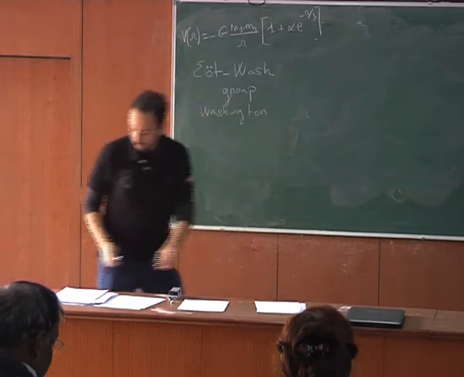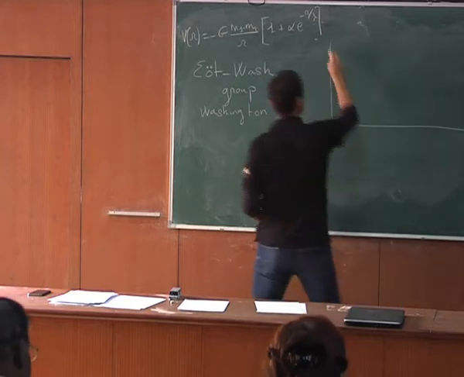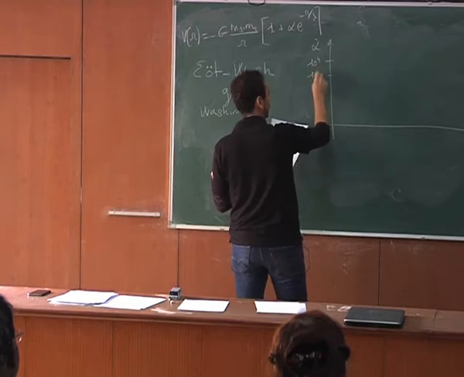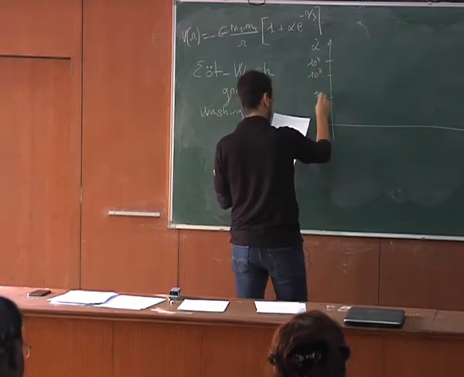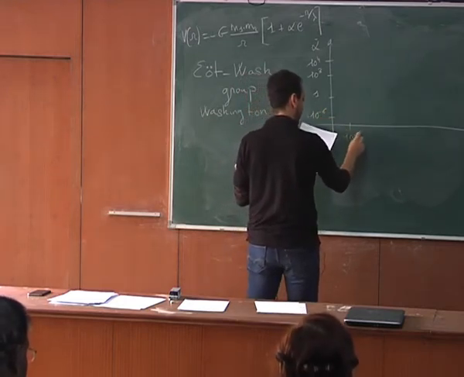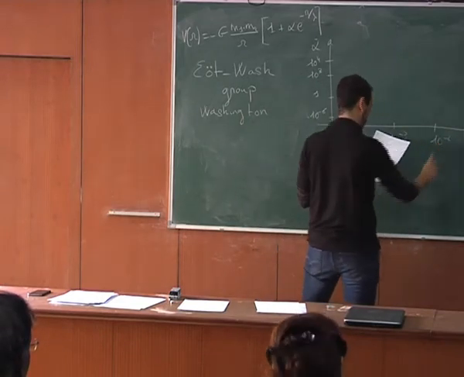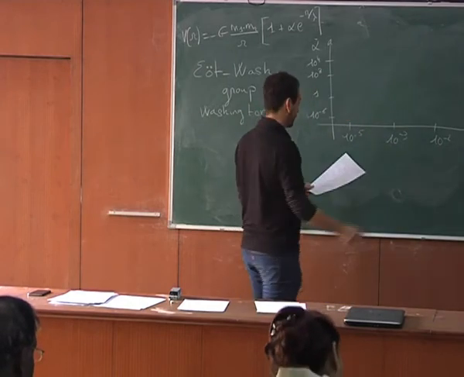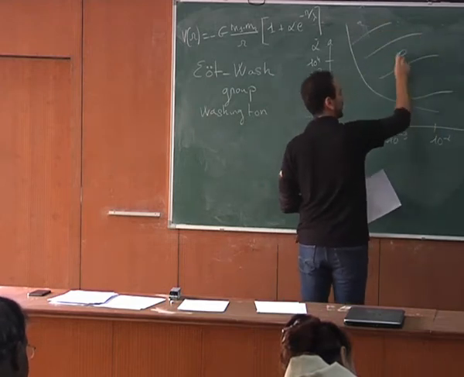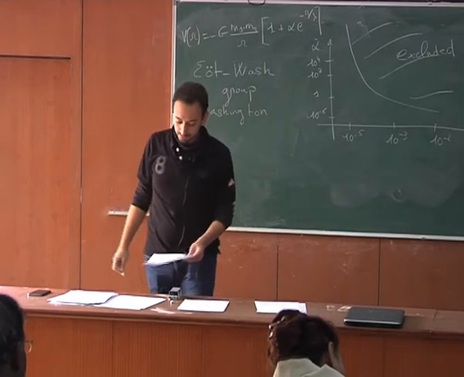They say that the constraints on alpha and lambda, so if I call this 10 to 4, 10 to 3, this will be 1, this will be 10 to minus 6, 10 to minus 5, 10 to minus 3, 10 to minus 2, and what you get is this region is excluded. Okay, so what it says is the following.